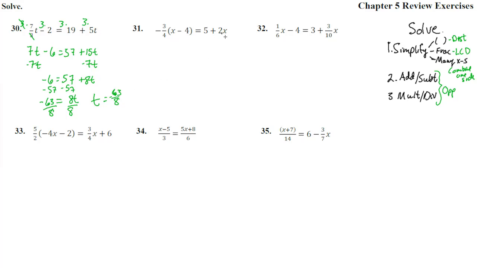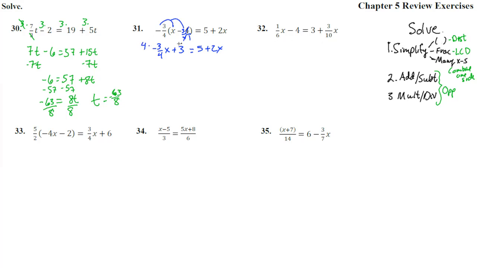Now, number 31. Let's get a different color here. Do we have any parentheses? We do. Let's jump it in. That's negative 3/4 x minus 3/4 times 4 over 1. The 4's cancel, and we get just a 3. And it's positive. Negative times negative is a positive. Equals 5 plus 2x.